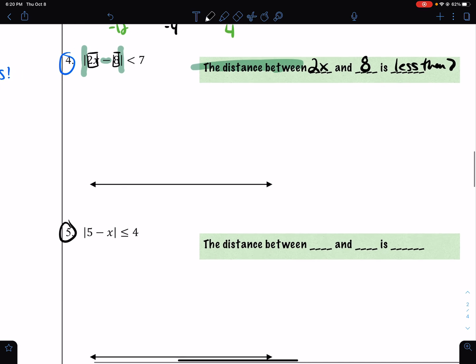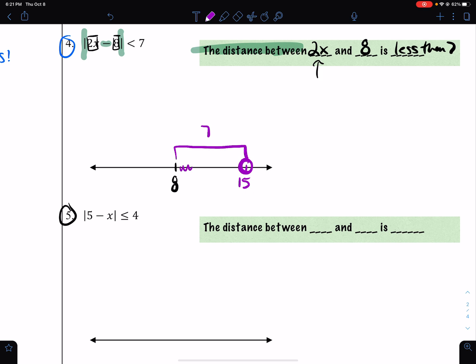So the way that I'd represent this on a number line is I don't know where 2x is. I definitely don't even know where x is. So how do I know where 2x is? But I do know where 8 is. Now, the distance away from 8 should be less than 7. So this number right here, that's 7 away, in other words, 15, that number doesn't work. So I'm not going to shade it in. But all the numbers in between them do.